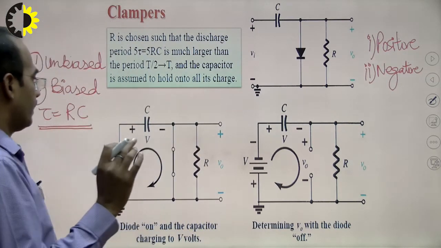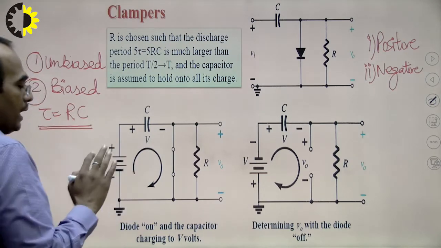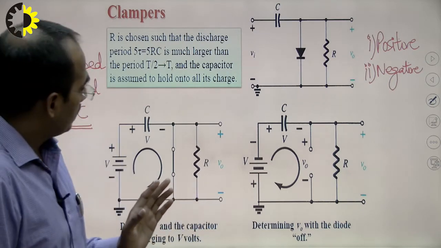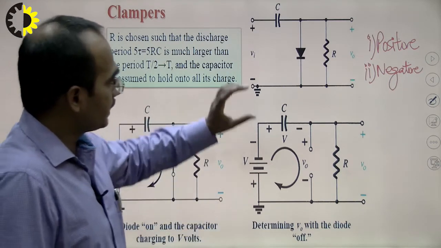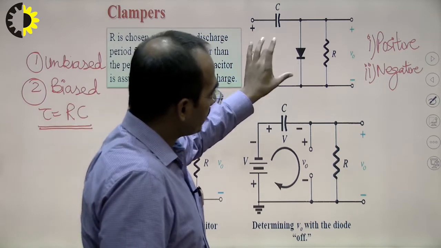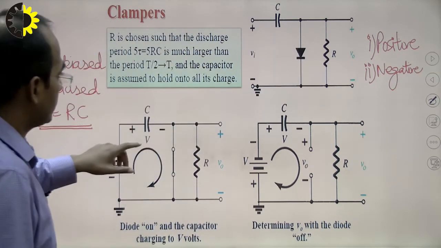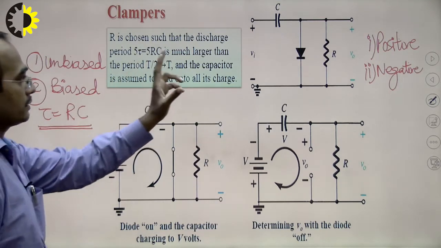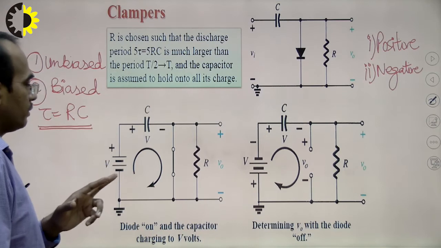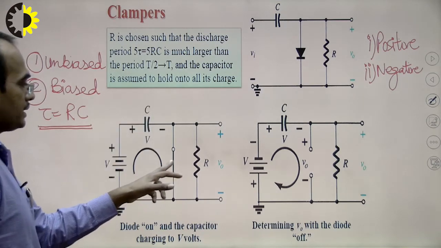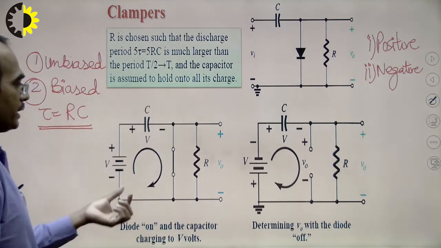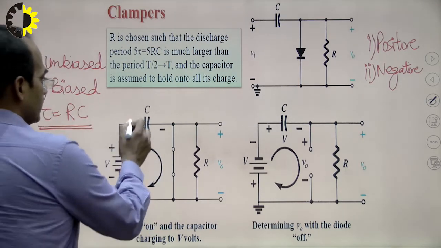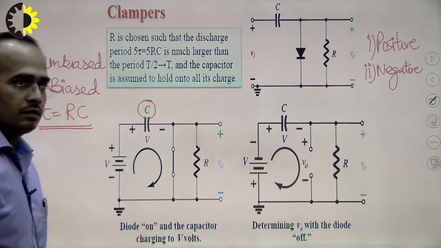Okay. For analyzing this clamper, what will I do? First of all, I will consider that half cycle which will make this diode forward bias. It is clear from the circuit that when we connect the diode to the positive terminal of the battery and the other side of the diode to the negative terminal of the battery, this diode will be forward bias. When this diode is forward bias, the capacitor will charge.